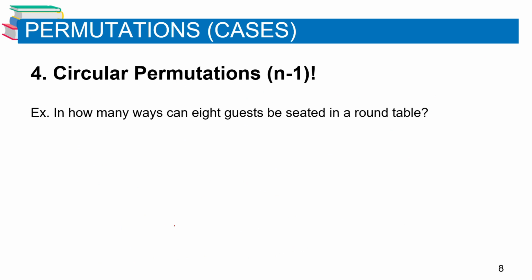So let's proceed with circular permutation. The last one is circular permutation. In how many ways can 8 guests be seated in a round table? But before we answer this one, let us have first this concept of circular permutation. So let us have this one as A, B, and C. Since this is a circular permutation, we have to test first in a clockwise direction. So this is the first arrangement.